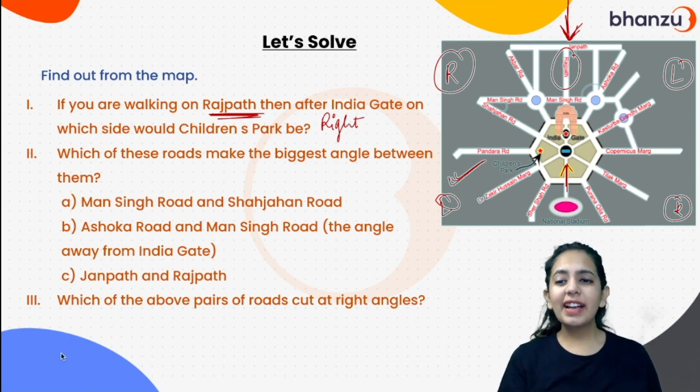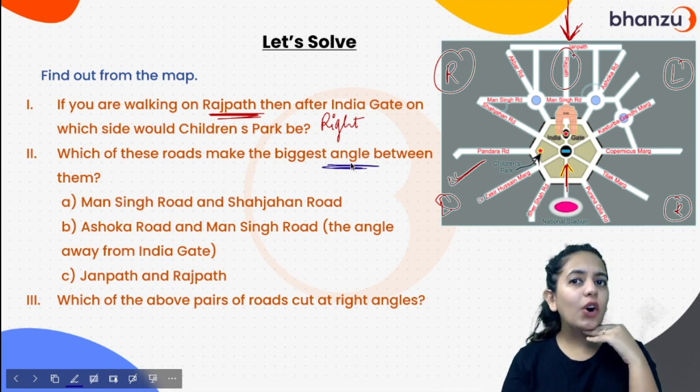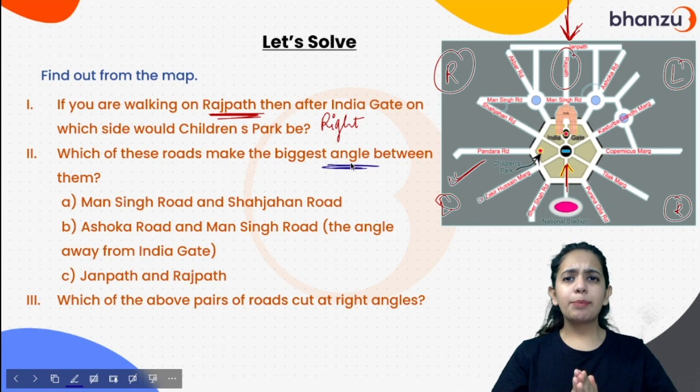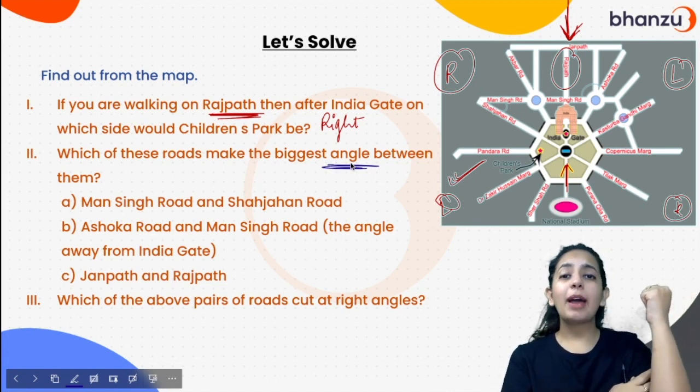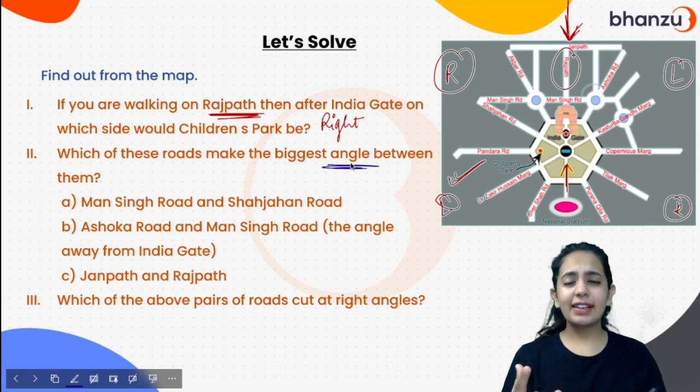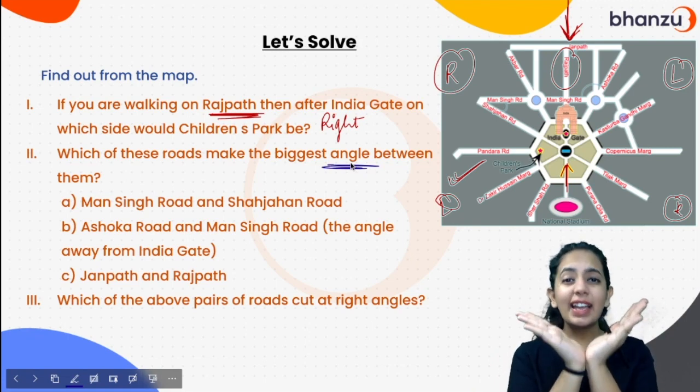Awesome. Now, moving ahead to the next question. Which of these roads make the biggest angle between them? Thinking about angles? So tell me, what is an angle? Suppose I'm sitting like this. So of course there is an angle between my hand and my chin, isn't it? Suppose I do my hand like this, then there is an angle between my forearm and my shoulder, isn't it? So there are angles between every two things. For example, here, between my two palms, there is an angle made.